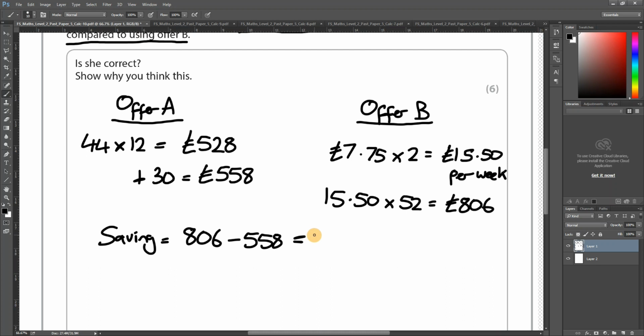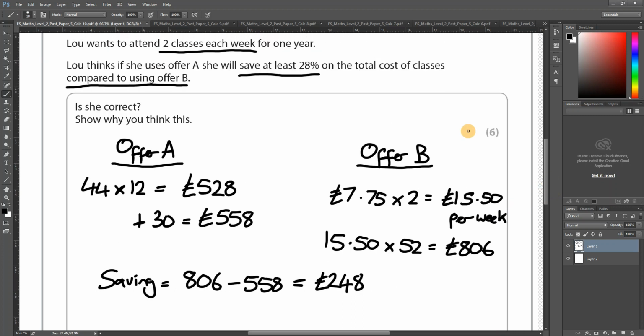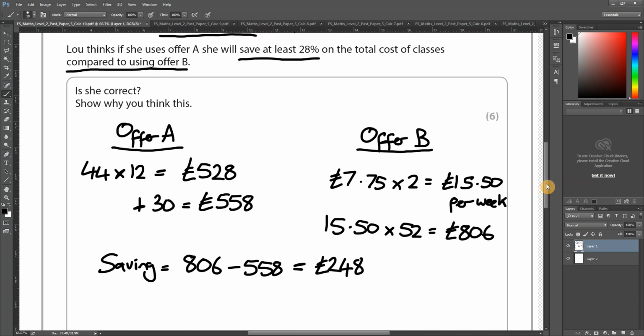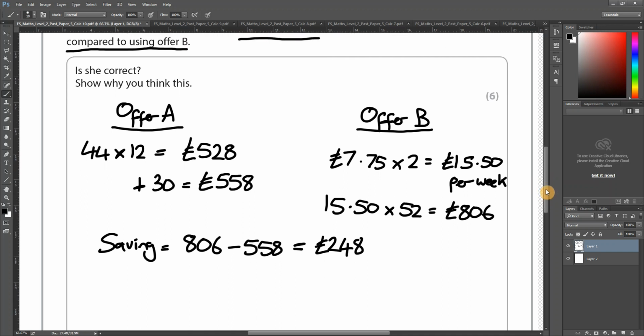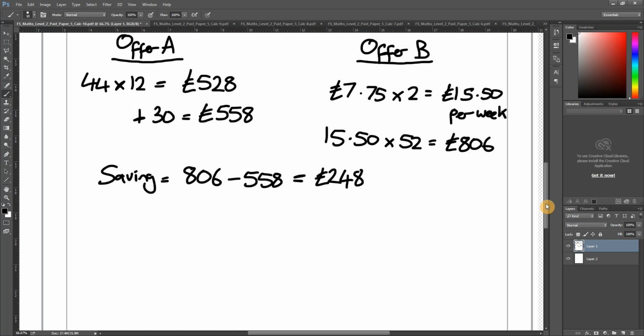And that gives me £248. So it's a £248 saving. She thinks that's at least 28% on the total cost of classes compared to using offer B. So, what's a good way of doing this? Yeah, I tell you what, let's do 28% of offer B. Yeah, we can compare it with this saving here.